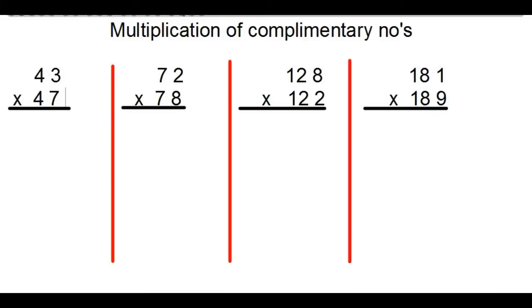The first step here is to multiply the unit places. That is similar to the previous case. First step is multiplication of unit places. So 3 into 7 is 21. Now as we have seen in the previous example, we write only 1 in the answer and 2 gets carried forward. But when the numbers are complementary, we can directly write 21 itself in the answer. So 3 into 7, 21 comes in the answer.